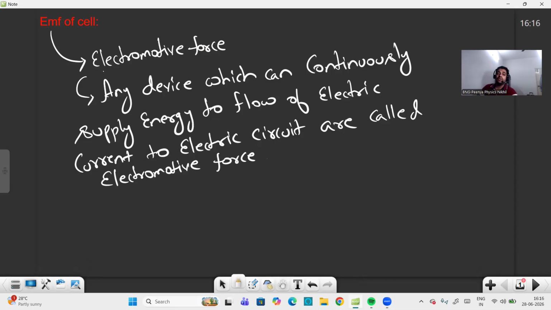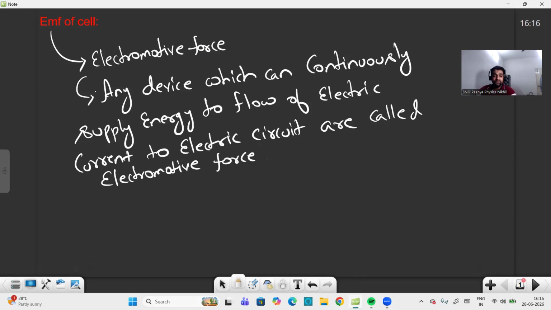Here, EMF doesn't mean force. These are the devices that energize any electric circuit. For example, a cell, a battery, a generator. These are providing EMF. What they are doing is converting non-electrical form of energy into electrical form of energy.